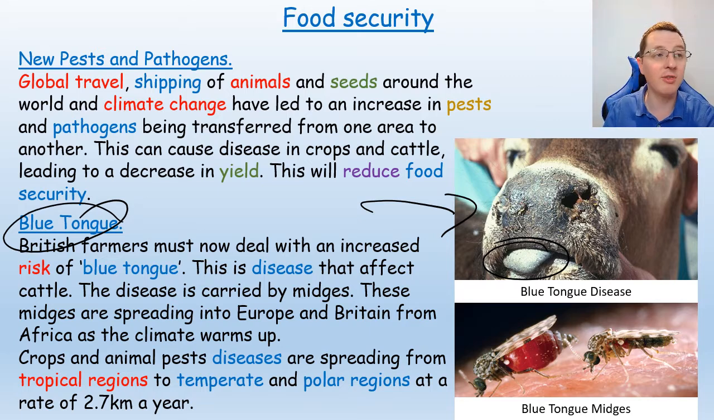So this is a disease that 20, 30, 40 years ago, British farmers just didn't have to deal with because the midges could not survive in the colder British conditions. However, due to climate change, we're now seeing more of these midges carrying this disease being able to survive in the conditions of Northern Europe and Britain. So crops and animal pests and disease are spreading from tropical regions to temperate regions and polar regions at a rate of 2.7 kilometers a year. That's incredible.